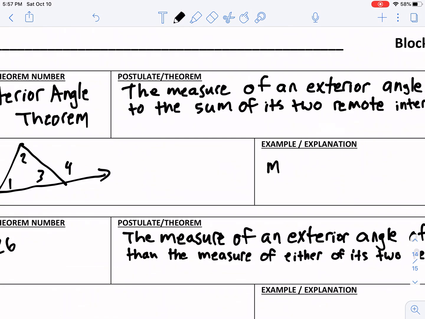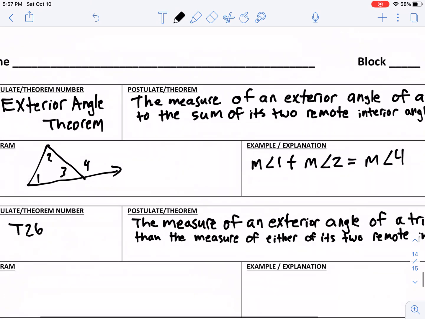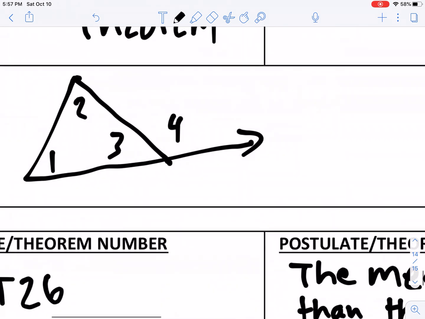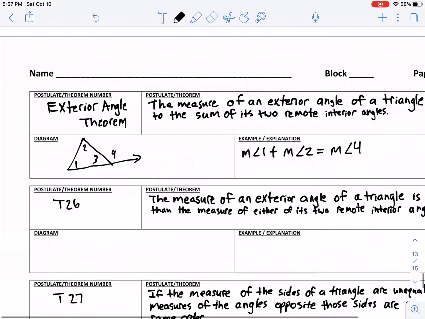The measure of angle 1 plus the measure of angle 2 equals the measure of angle 4. We could prove this if we had time here, but just know this: angle 1 plus angle 2 equals angle 4. That's all you really need to know there, that the two remote interior angles add up to be that angle. And that plays off of our linear pair relationship.